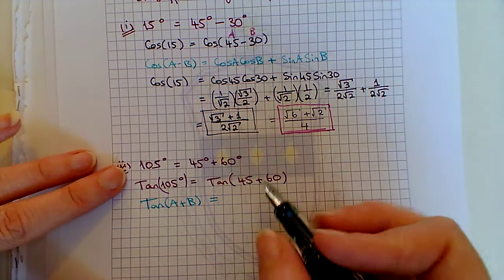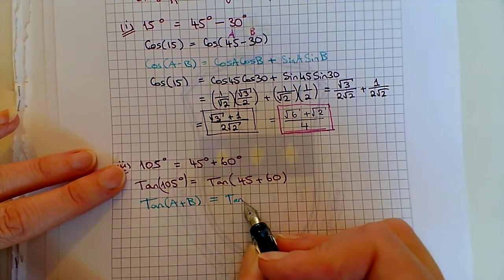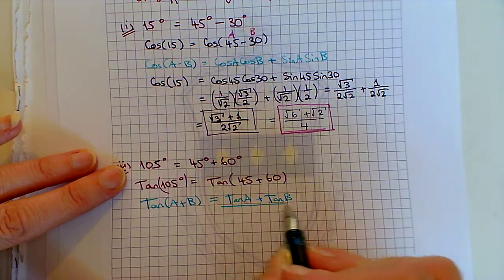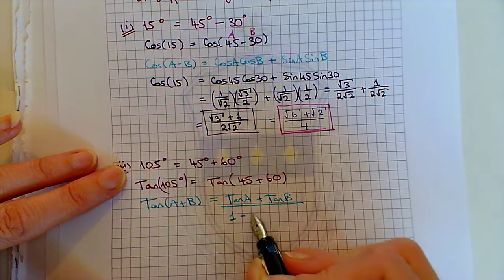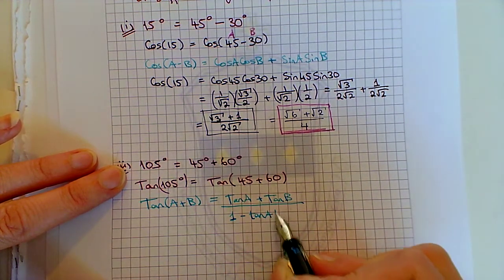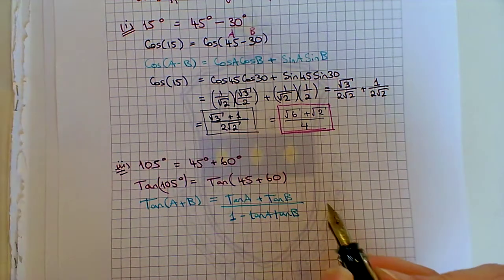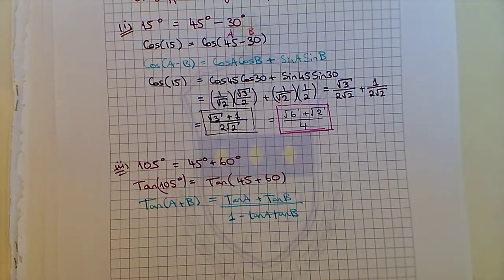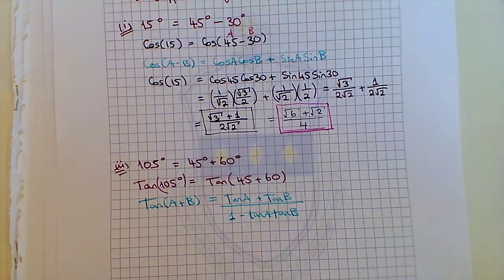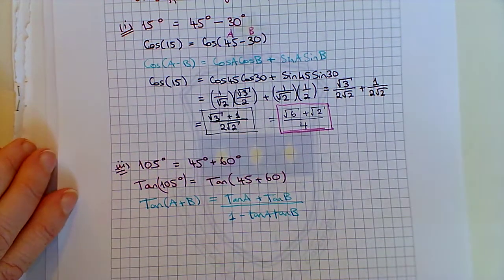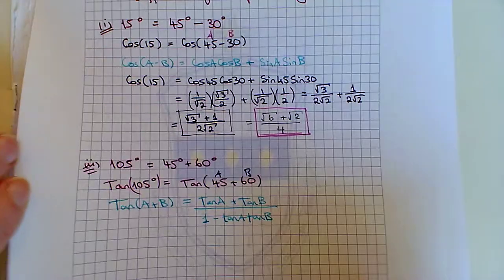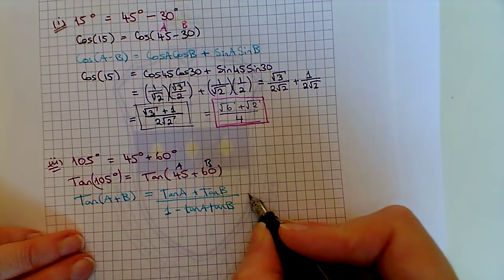And that is tan of A plus tan of B all over 1 minus tan of A multiplied by tan of B. It's like our slope formula from coordinate geometry, and it's also the very first formula that we proved for your Christmas test. So then I'm filling into this, and A will be 45 and B will be 60.